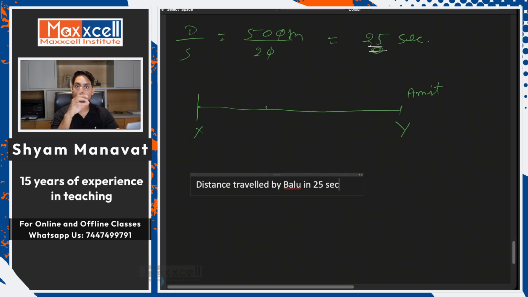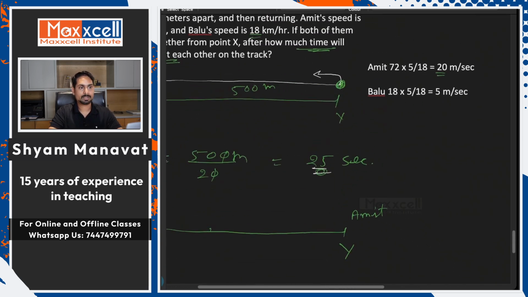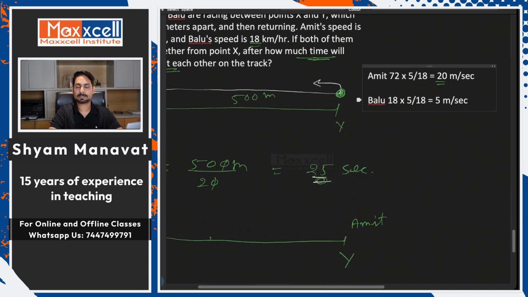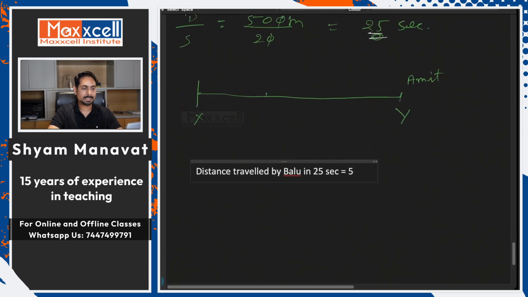Why 25 seconds? Because in 25 seconds Amit reaches point Y. Distance is equal to speed into time. Speed for Balu is 5 meters per second, multiplied by 25 seconds. So Balu is able to cover how much distance? 125 meters. So Balu is here, 125 meters.